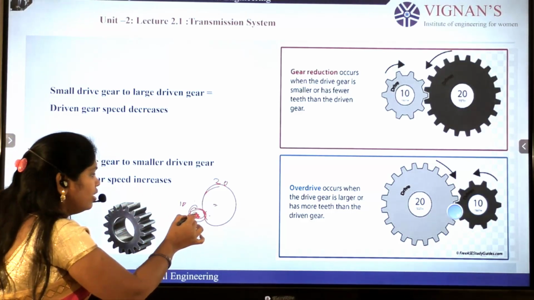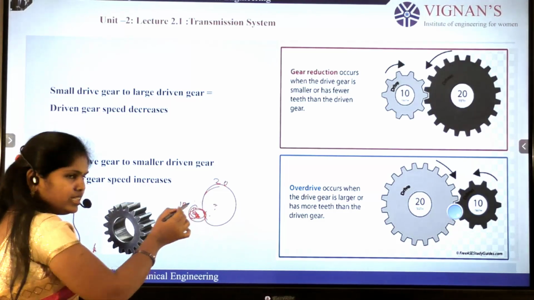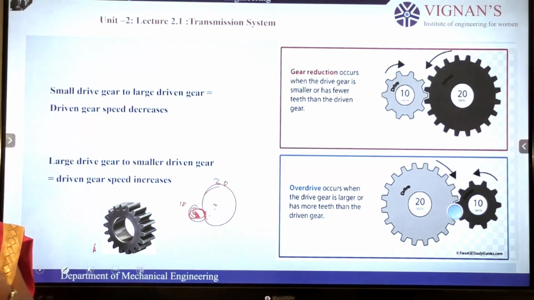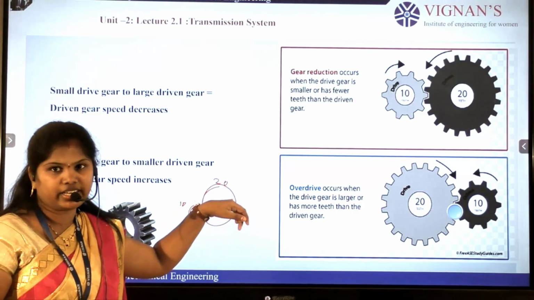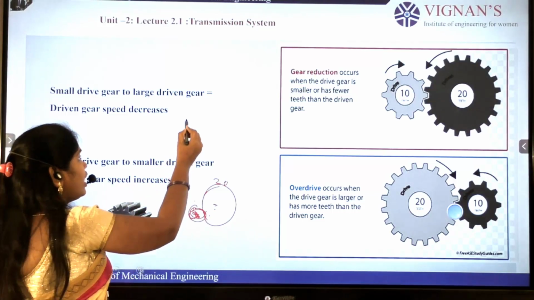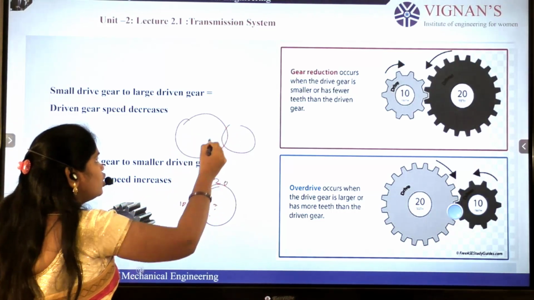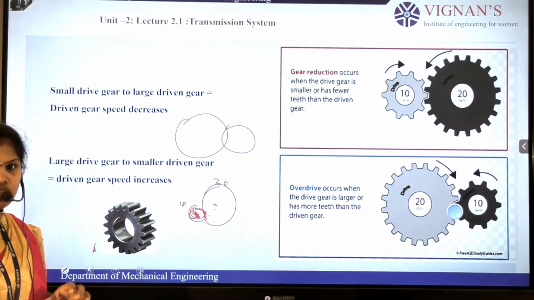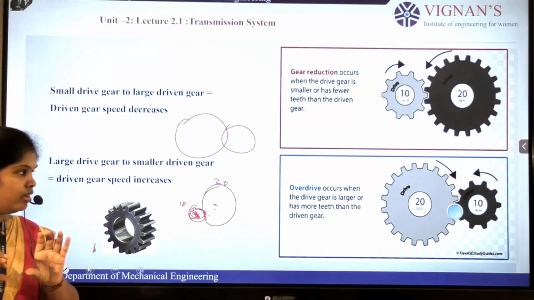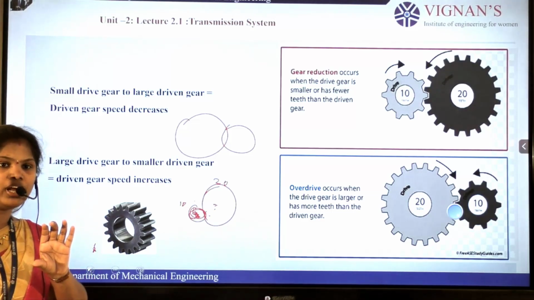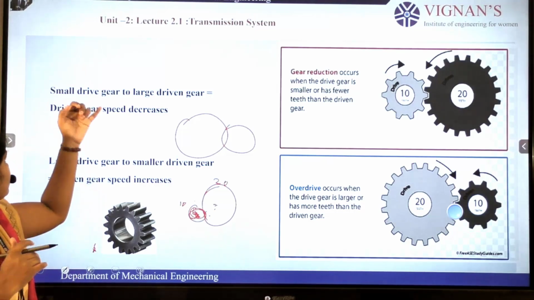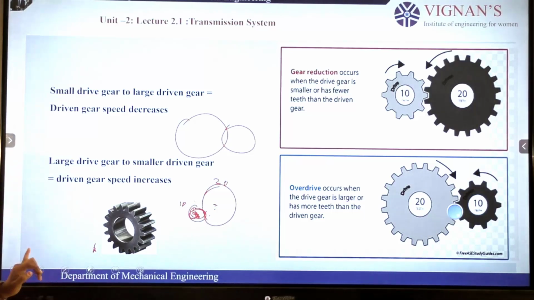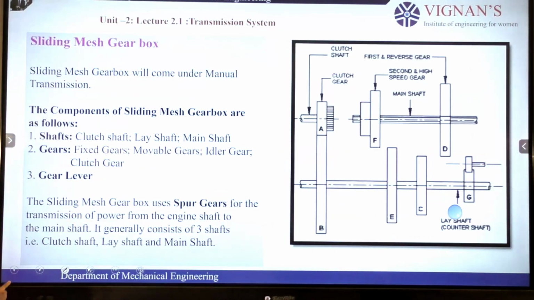Here this is the drive gear and this is the driven gear. In overdrive, the drive gear is the large gear and the driven gear is the small gear. In this case the driven gear speed is increased. The initial input is with the larger drive gear and the output goes to the smaller driven gear. So this is gear reduction, and this is overdrive.